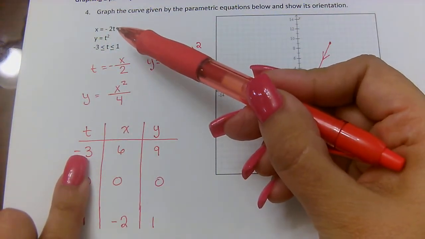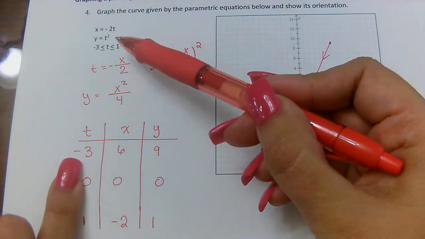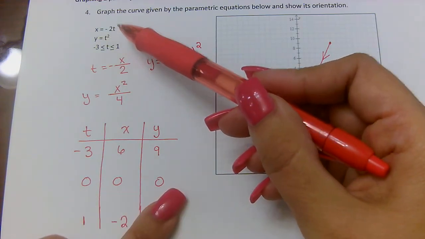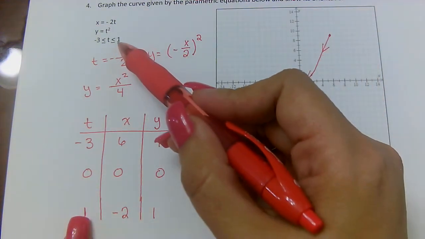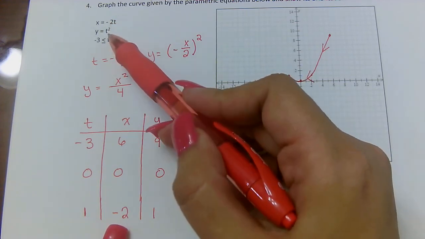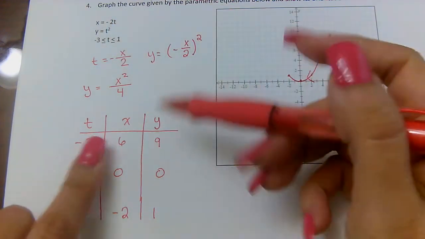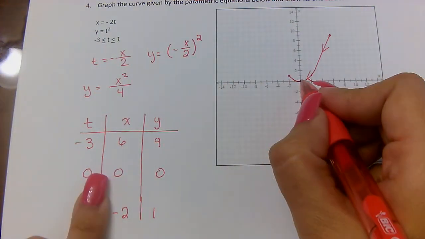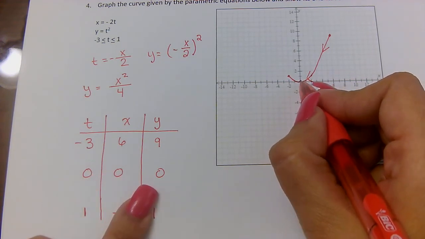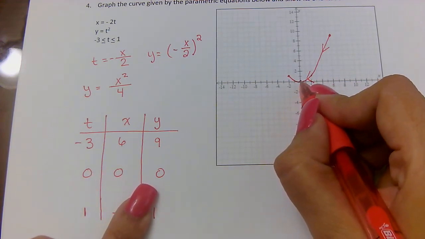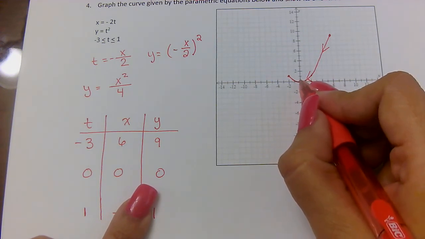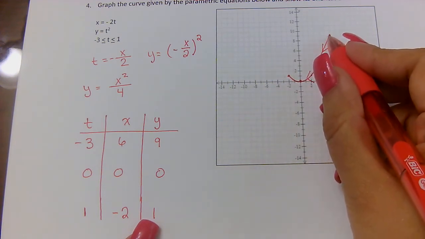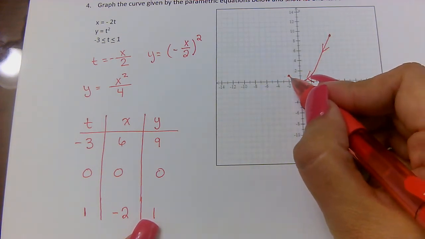So -3 times -2 is a +6, and -3 squared gets me a 9. Then 0, 0. And then we have t is equal to 1, and then we'll have -2 and 1. Because these two are equal, they're both going to be closed circles. I went ahead and drew the vertex, which ended up being here, and then now I can determine the orientation. If I start here and t increases, my next point would be this one here. So I can say I'm starting at this location and I'm going in this direction.